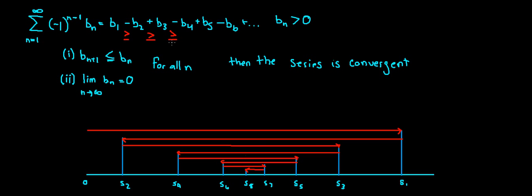The second rule is that as n goes to infinity, bn must go to 0. So the value of these terms must approach 0. So take a series such as 1 over n, which would follow this rule. So 1, 1/2, 1/3, 1/4, 1 over infinity. This approaches 0. If it follows these two things, then the series converges.